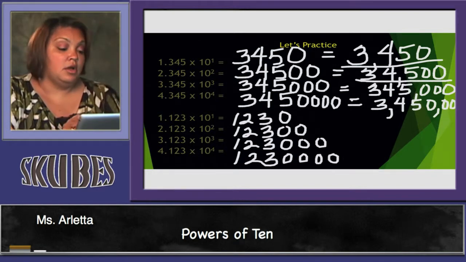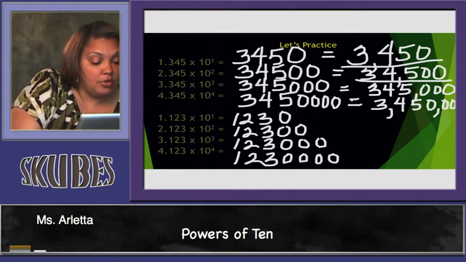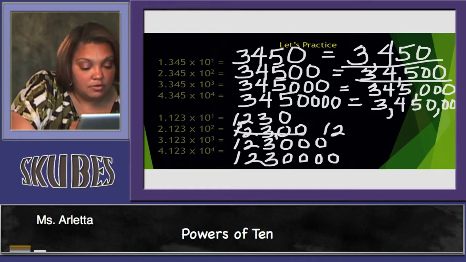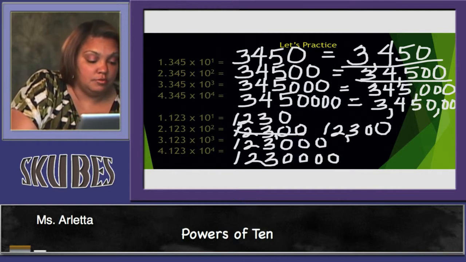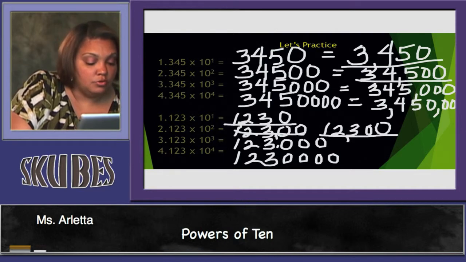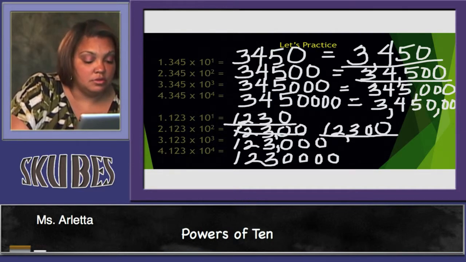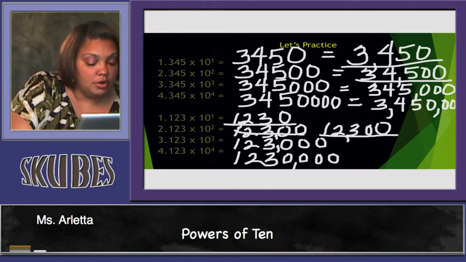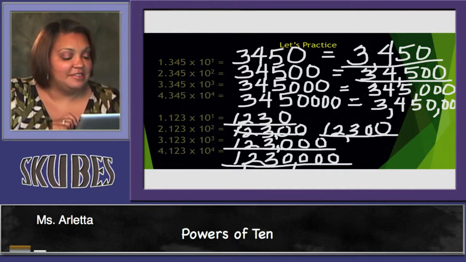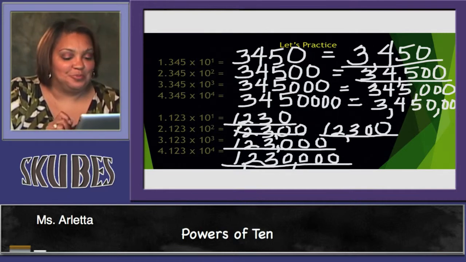Once you're done, basically all you have to do is put your commas where they need to go in your final answer. That one's not right, so the final answer here would be 12,300. Final answer, 123,000, 1,230,000. If you notice, Miss Lancaster is underlining the final answer.